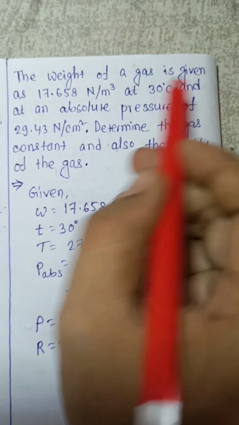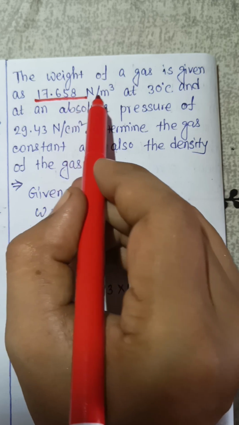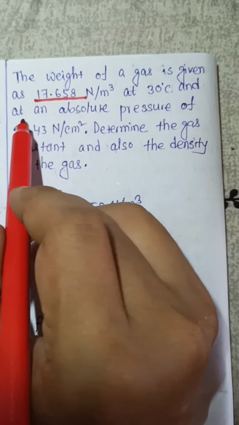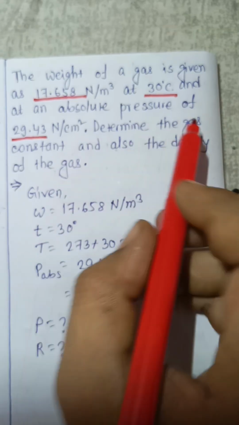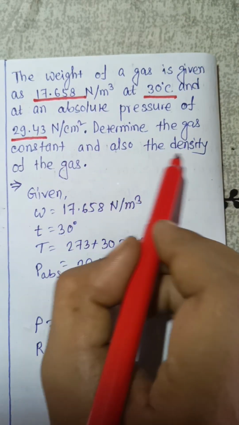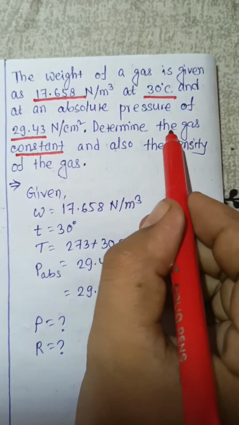The weight of a gas is given as 17.658 Newton per meter cube at 30 degrees Celsius and at an absolute pressure of 29.43 Newton per centimeter square. Determine the gas constant and also the density of the gas. You have to calculate the value of the gas constant and the density of the gas.